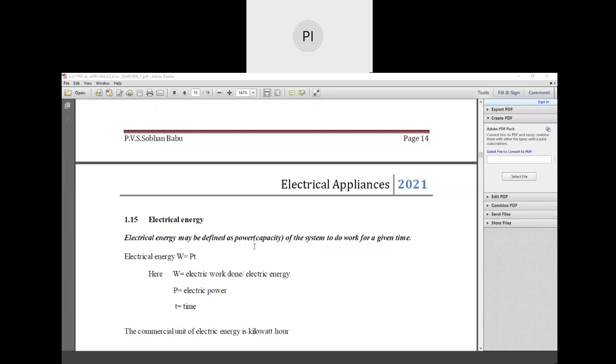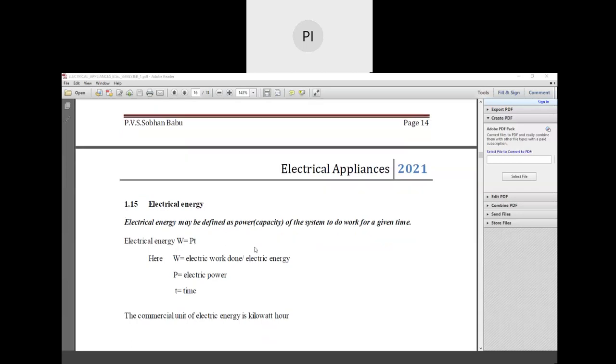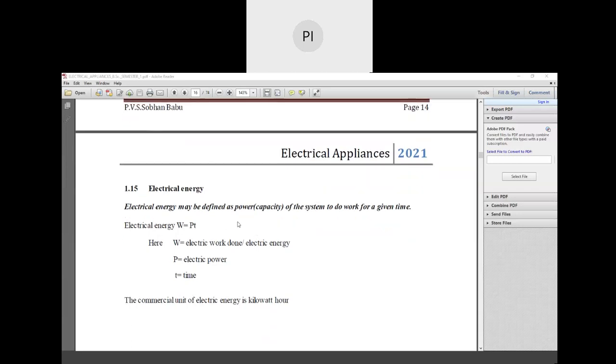What is the work that is going on here? That is the amount of work done in lifting charge from one place to another place. That is electrical energy. Work done is equal to energy, that is power into time. That amount of work done in lifting charge from one place to another place, that work we are calling electrical energy. The unit for electrical energy is watt.